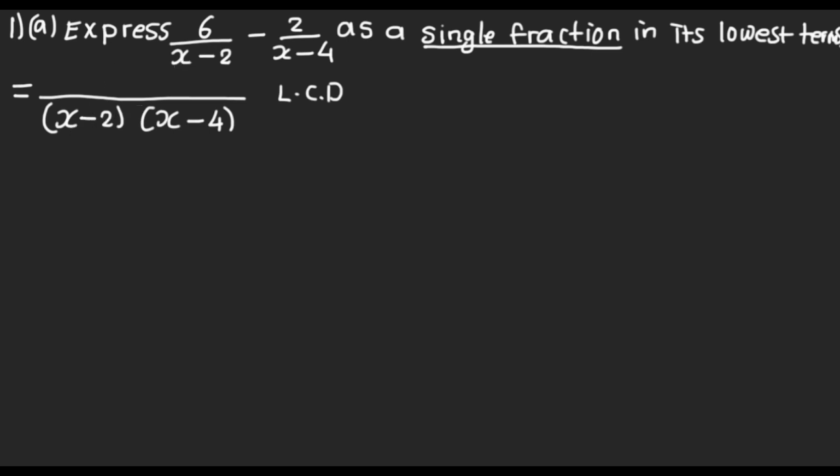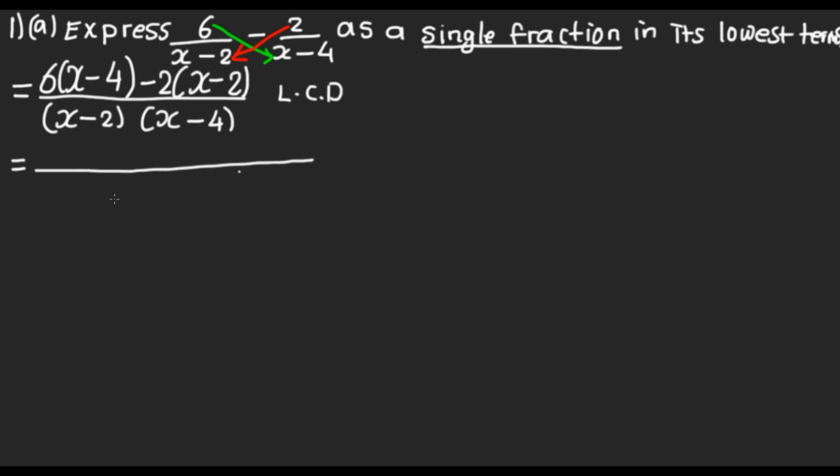So the 6 will multiply with the denominator of the second fraction. Then our negative 2 will go with the denominator of the first fraction. So for this, I'm going to say 6 multiplied by x minus 4, negative 2 multiplied by x minus 2. Then the denominator will just be maintained the way it is. Then I'm going to expand.